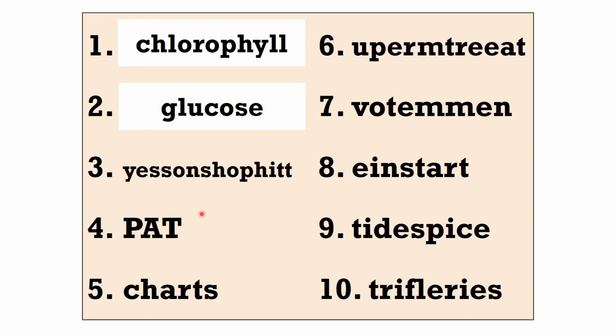Number 2 is glucose. So glucose is produced during photosynthesis, or you could say it's produced during the carbon fixation stage of photosynthesis. You could say that it's a carbohydrate.